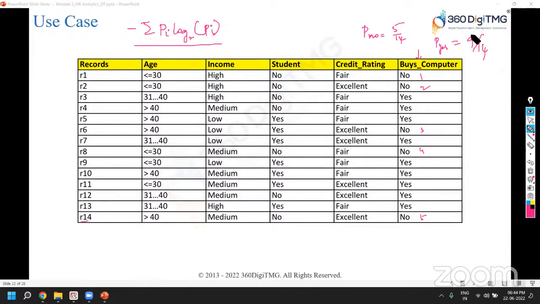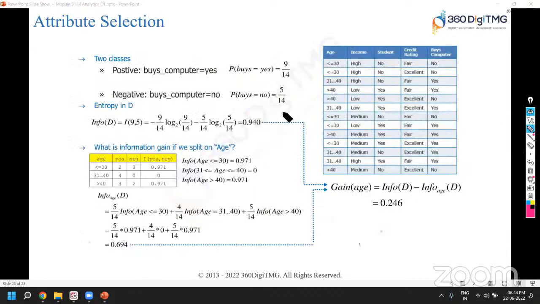So P of I is the probability of the category given in this data set, and we have got this result. So I will say minus 5 by 14 log base 2 of 5 by 14, minus 9 by 14 log base 2 of 9 by 14. When you do the calculation, you get entropy as 0.94. This is the entropy.